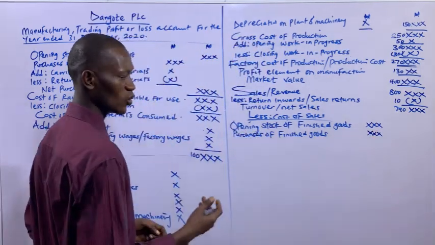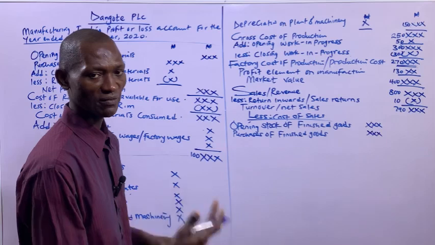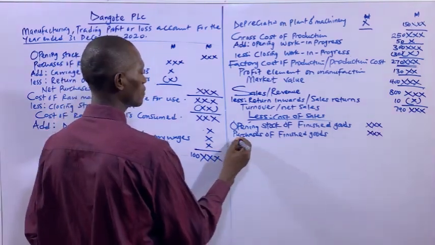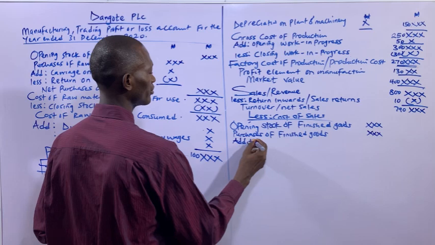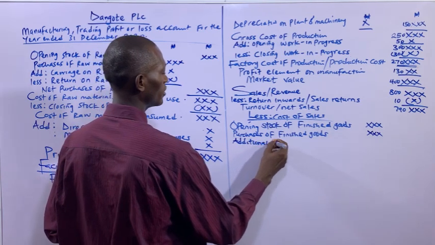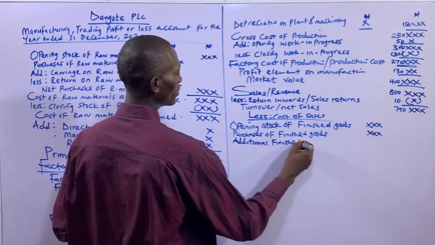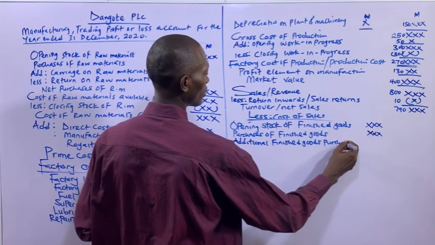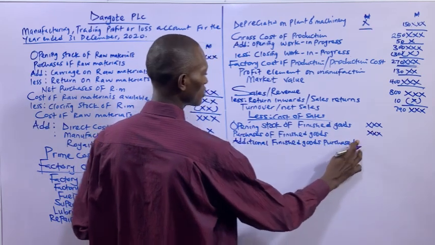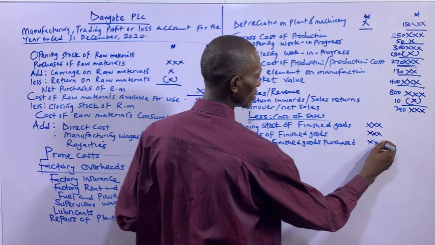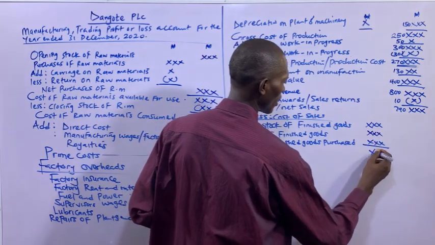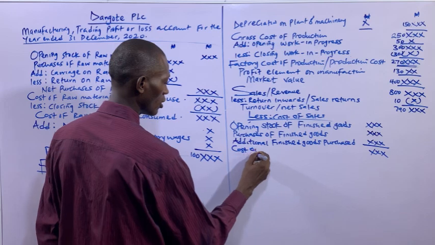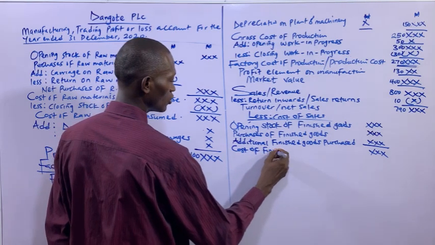Then most times in questions, you may be given additional finished goods purchased. When you have that, you put it here. Additional finished goods purchased. So you had it. Then when you add it, you have this. Then you call this cost of finished goods.